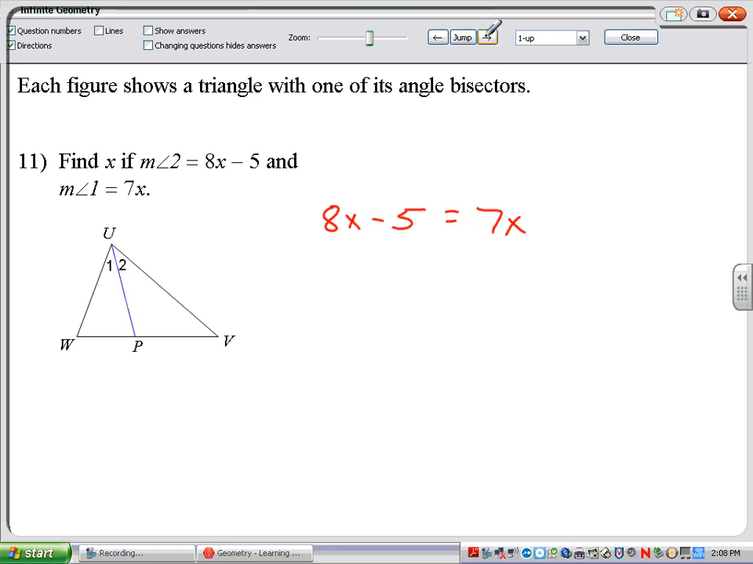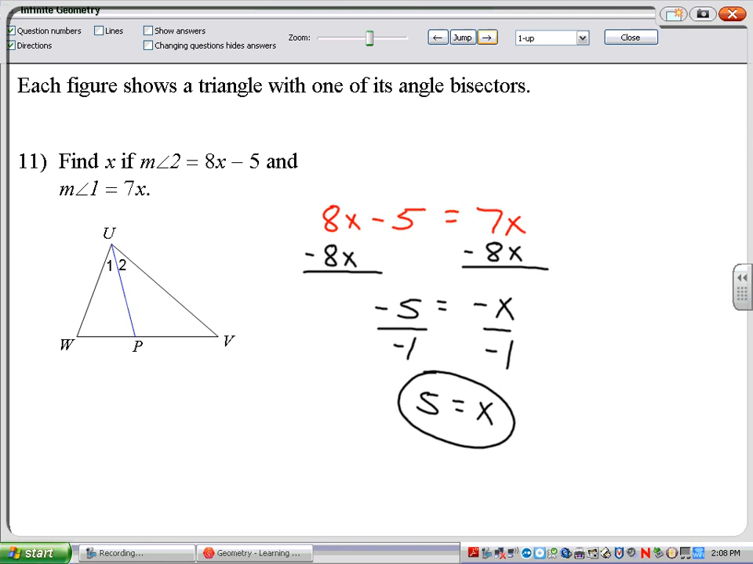So to solve this one, there are a couple of ways of doing it. I think the easiest way is to subtract 7x from both sides. No, I'm sorry, I changed my mind. I think the easiest thing to do would be to subtract 8x from both sides. That gives me negative 5 is negative 1x. Then remember this trick, divide by negative 1, and you get an answer of positive 5.